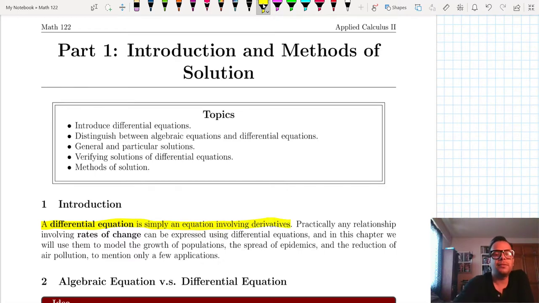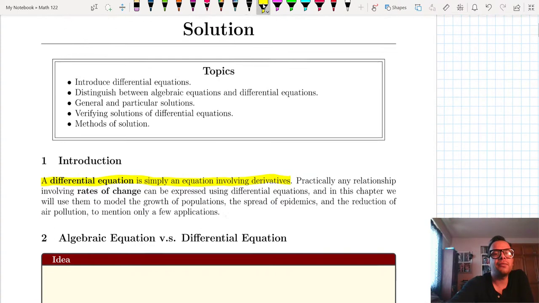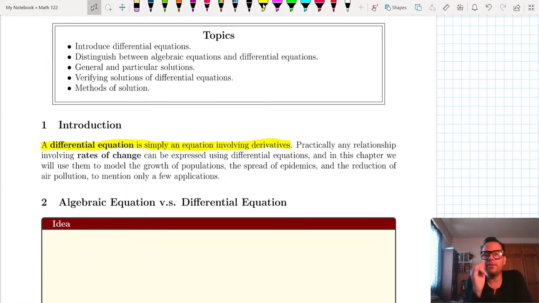Okay, so where are differential equations? Well, they're practically everywhere in which a change between two quantities is involved. Okay, that is those rates of change. So these are heavily related to population growth, spread of an epidemic, reduction of air pollution, and even a lot of applications of finance and engineering and other sciences.